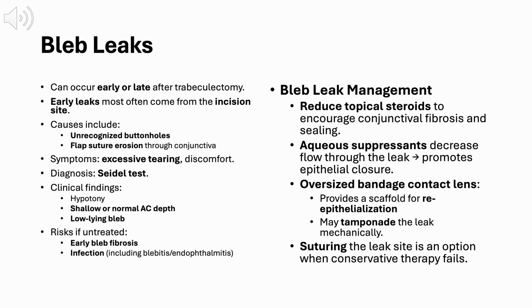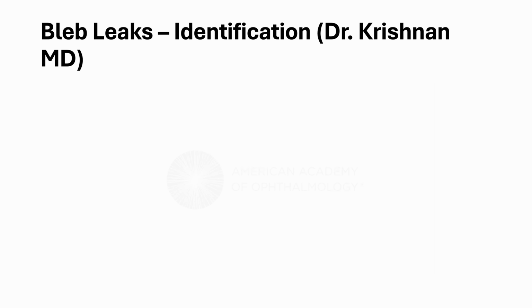Reducing topical steroids encourages conjunctival fibrosis, while aqueous suppressants lower the transbleb pressure gradient and help the epithelium heal. An oversized bandage contact lens can be surprisingly effective. It provides a scaffold for reepithelialization and can tamponade the leak mechanically. If conservative measures fail or the leak is persistent, suturing the site is the next step.